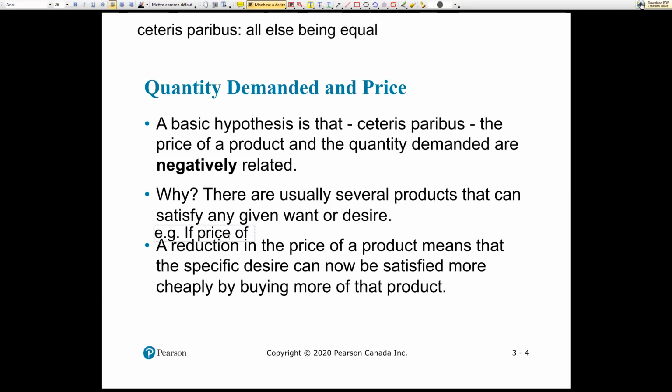Okay, if the price of chicken goes up, then I can buy turkey instead.